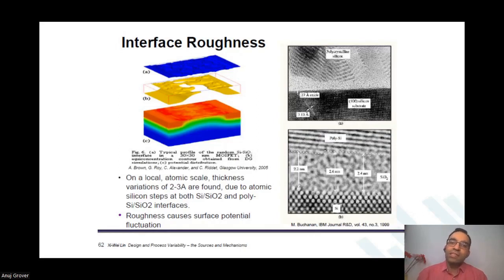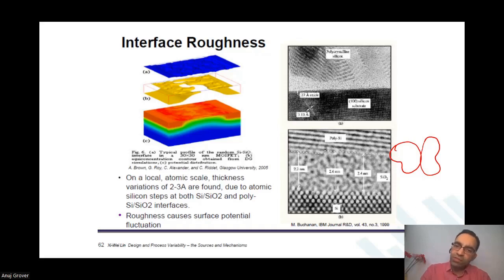Another random effect is interface roughness. What does that mean? See, finally, you grow silicon dioxide, let us say. At some places, there are 3 molecules of silicon dioxide. At other places, there are 4 molecules of silicon dioxide. At some places, a molecule is placed in a particular manner. At other places, the molecule is placed in a different manner. So what happens?